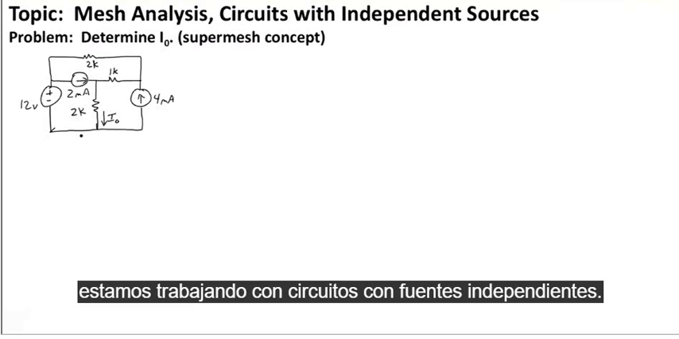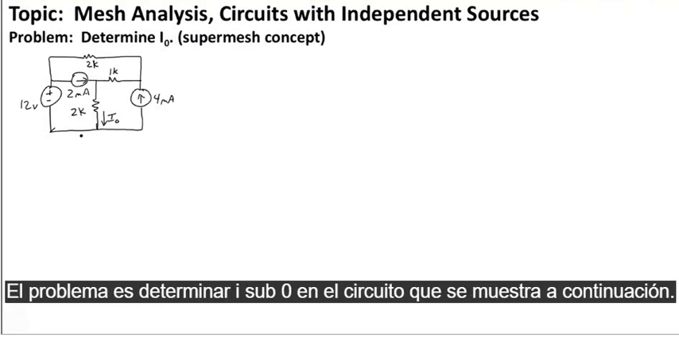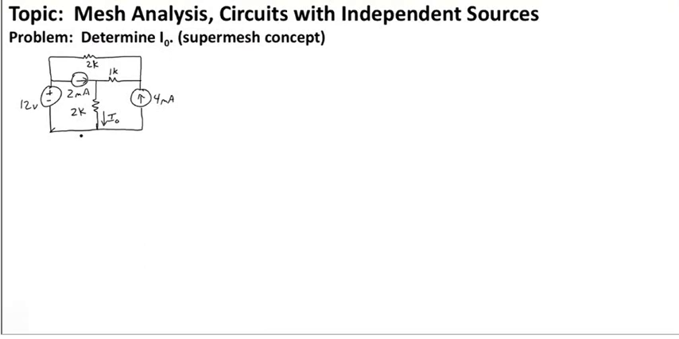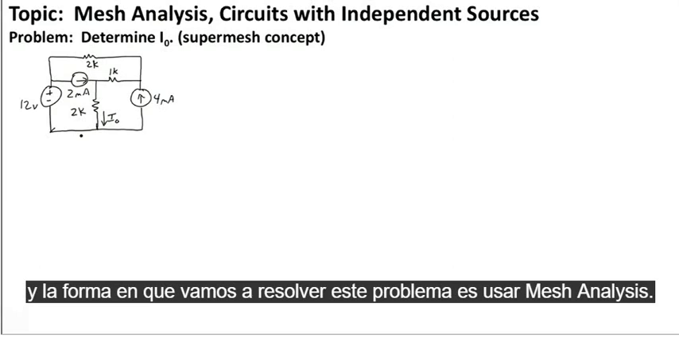Circuits with independent sources. The problem is to determine I sub 0 in the circuit shown below. The circuit has one independent voltage source and two independent current sources. And the way we're going to solve this problem is using mesh analysis.